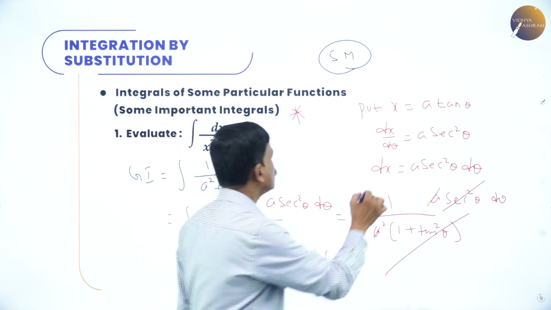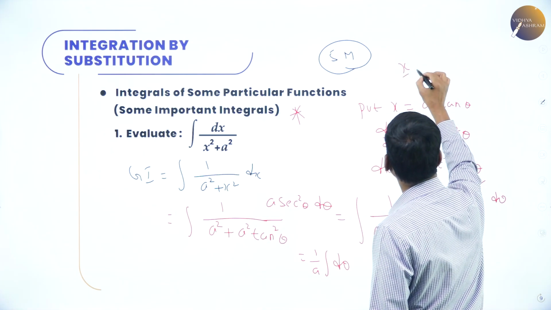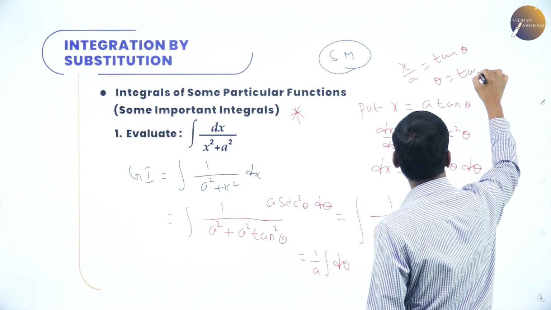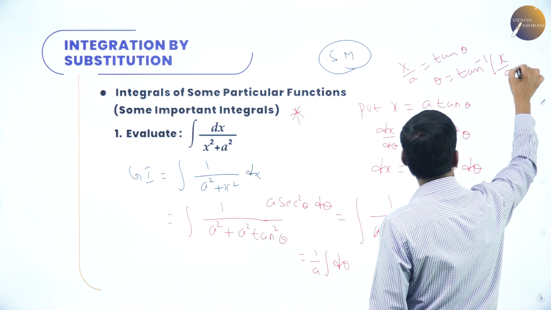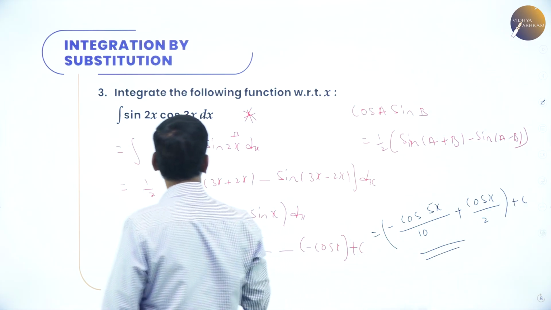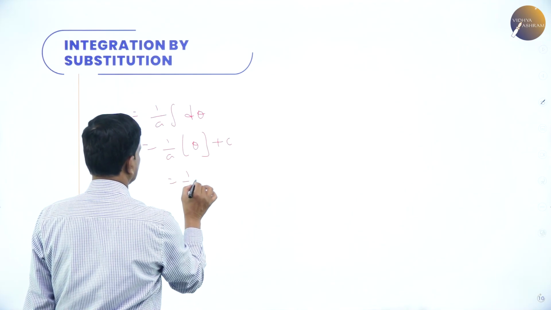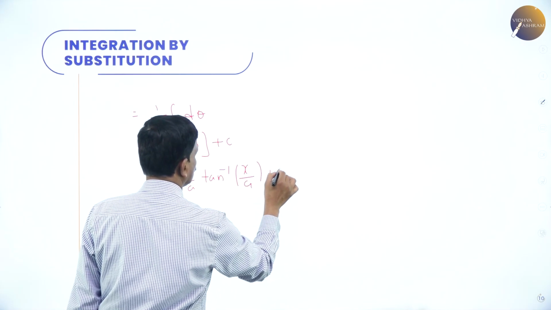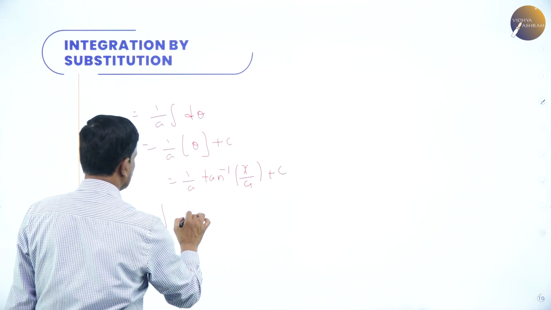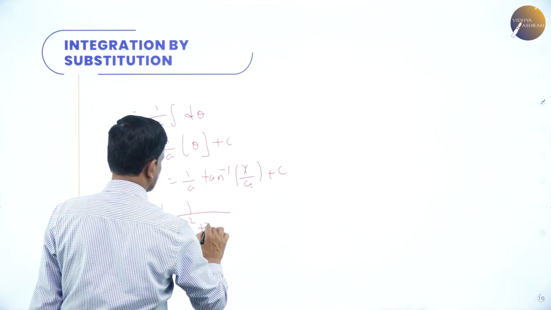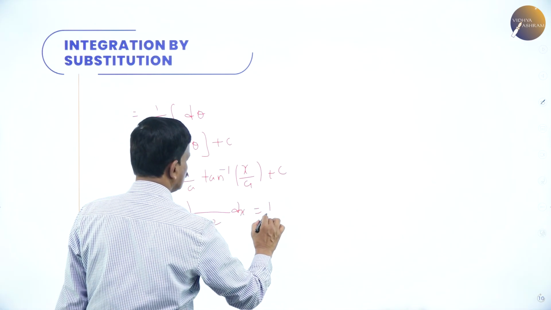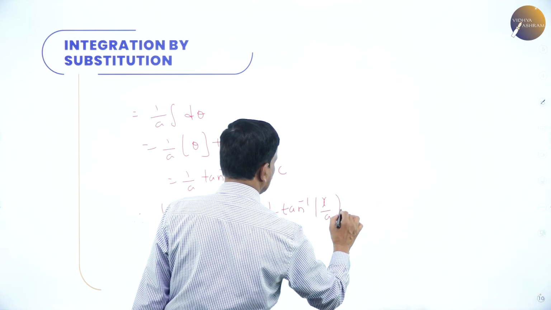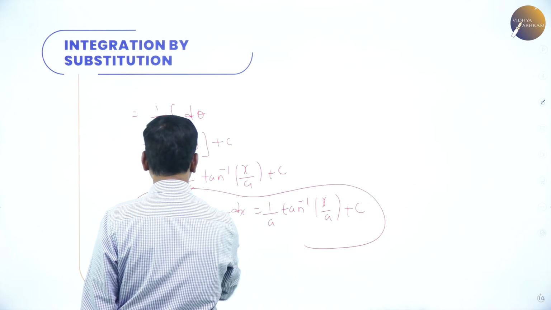Now what is theta from this? Since x is equal to a tan theta, which implies x by a is equal to tan theta, theta is equal to tan inverse of x by a. So this is 1 over a tan inverse x by a plus c. Therefore integral of 1 over a square plus x square dx is equal to 1 over a tan inverse of x by a plus c, which is the integrated answer.